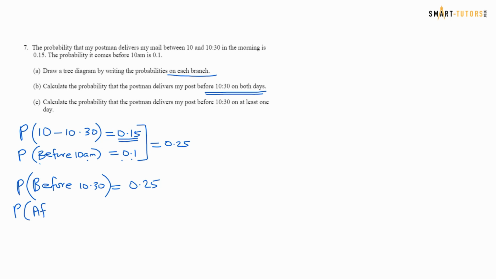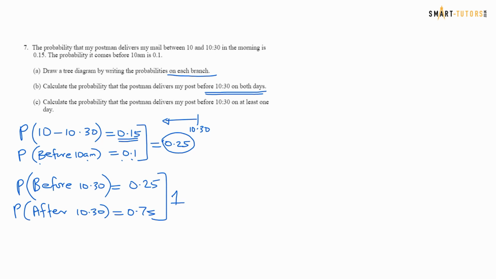Probability after 10:30 is going to be what? 0.75. Because both the probability need to be added up to 1, isn't it? 0.25 and 0.75 is 1. So 0.15 plus 0.1 is 0.25, which is before 10:30 mark. So if this is 10:30, before 10:30 is 0.25. After 10:30 is 0.75. So draw a tree diagram by writing the probability.